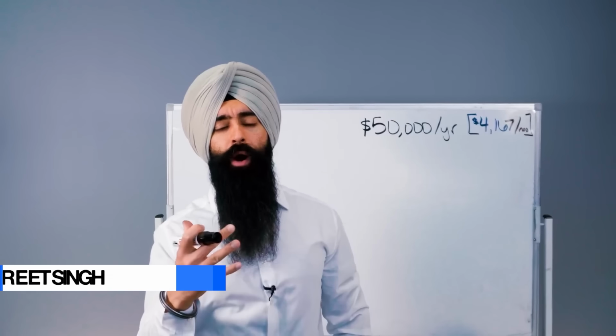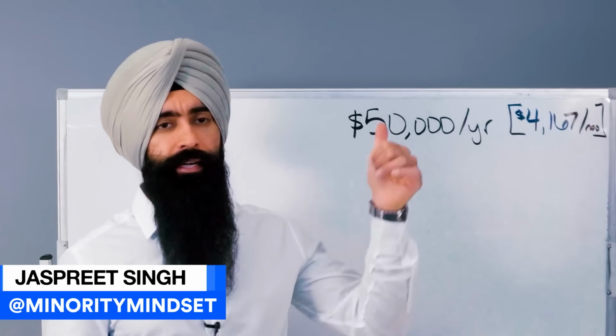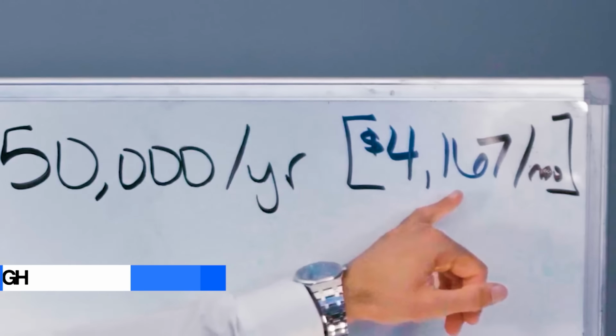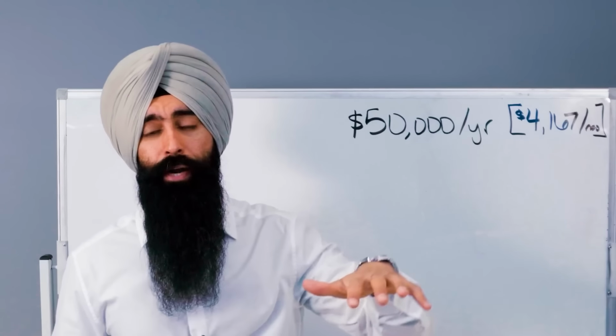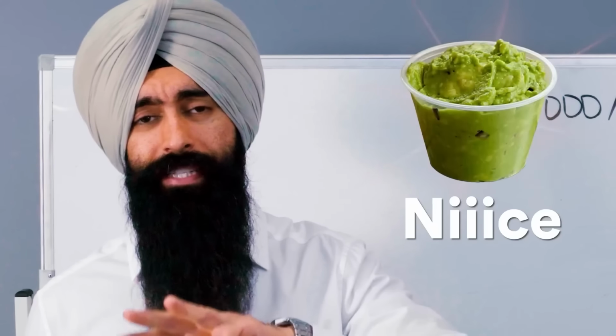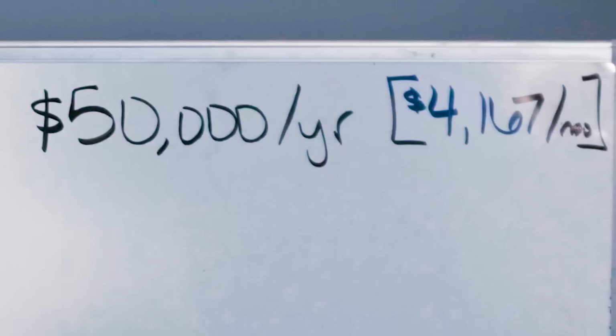Let's assume that you want $50,000 a year in dividend cash flow income passively. That's $4,167 hitting your bank account every month that you can use to pay your bills, to go on vacation, and buy you some nice extra guac. So how do you go about actually doing this?